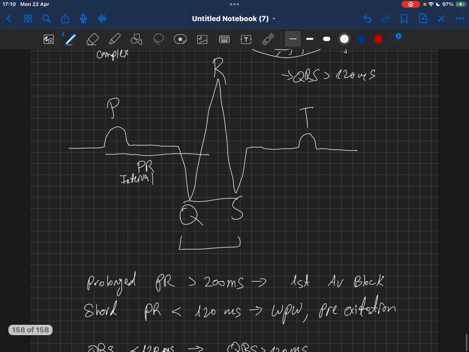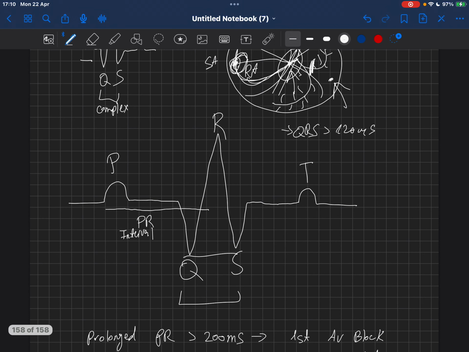Okay, so this is the QRS complex, the QRS interval. It's quite important. Another interval that we have is the QT interval.